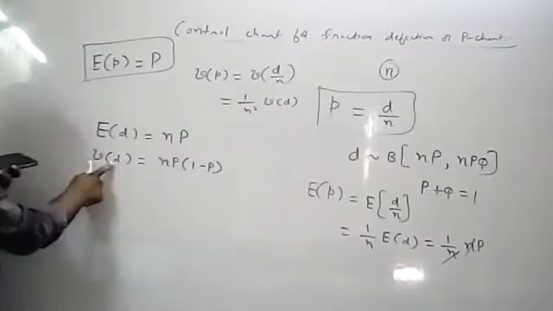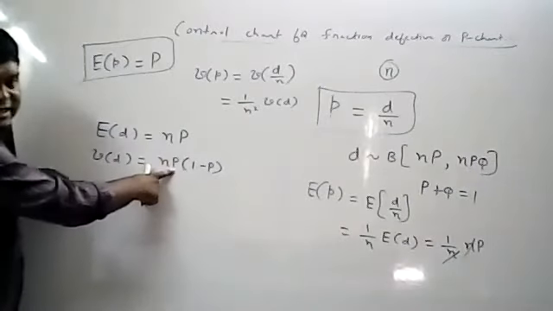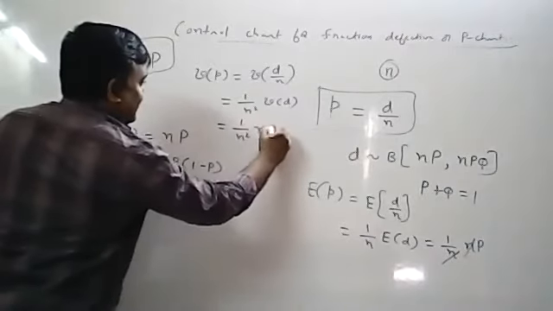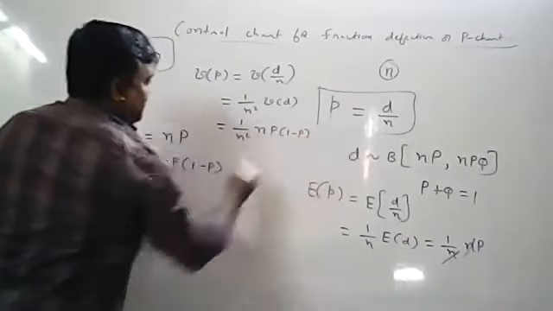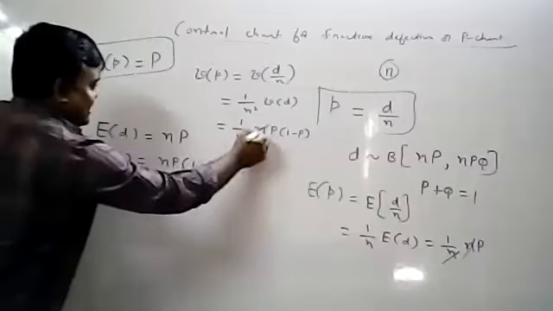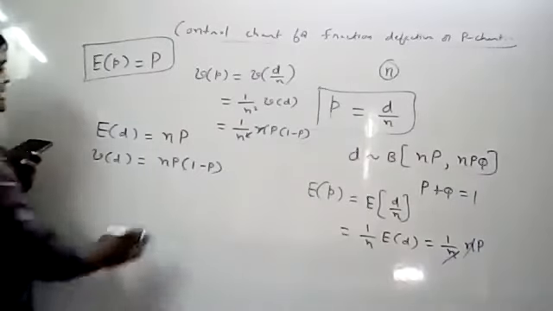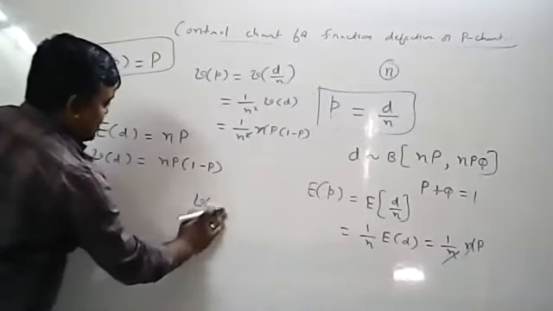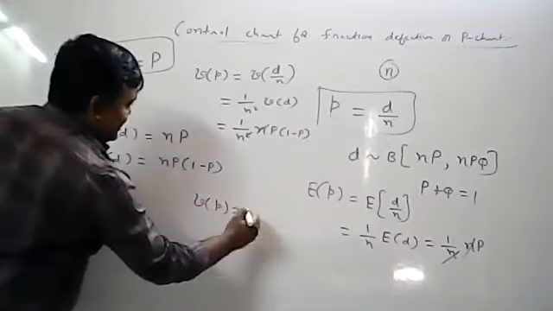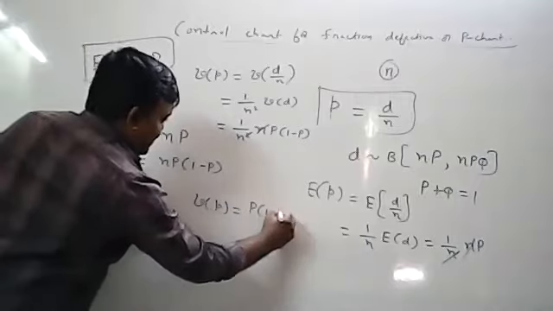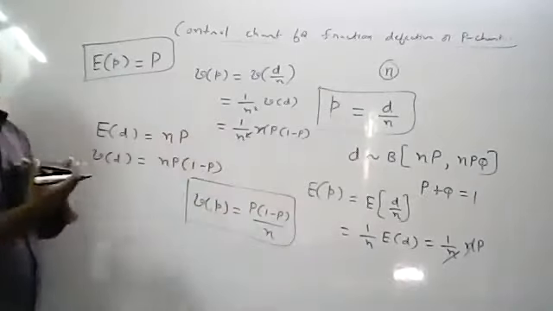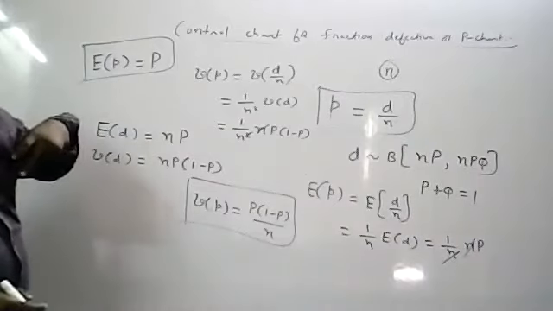Now all of you know the variance of d. What is the variance of d? Variance of d equals np into 1 minus p. So this is nothing but 1 by n square into n capital P into 1 minus capital P. So what values will be cancelled here? n gets cancelled. So finally, variance of small p equals capital P into 1 minus capital P by n.